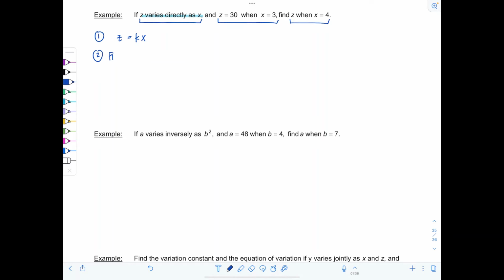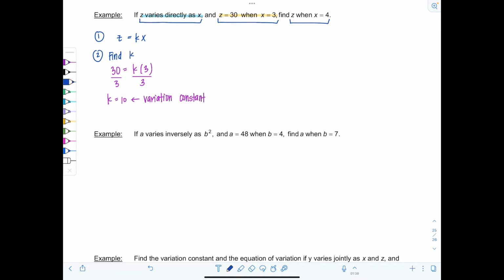How do I find k? Don't worry, they're going to give you enough info so you can do it. It's right here, second part. Z equals 30 when x equals 3. So go back to that model in step 1. Z is 30 when x is equal to 3. So I'm going to substitute in 30 for z, 3 for x. Can you find k now? I hope so. Just divide both sides by 3 and we get that k is equal to 10. Very good. So this is our variation constant. That's not going to change.